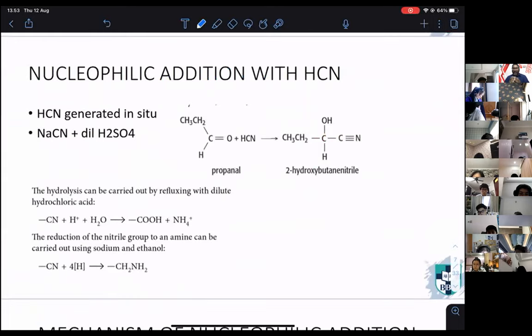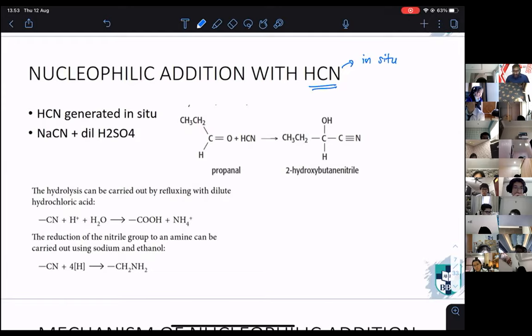Now, the actual reaction when it comes to aldehyde and ketone is when they are reacting with HCN, not KCN. KCN is used for the reaction of alcohol, with KCN under ethanolic condition, and then you heat them under reflux. That is different. But in aldehyde and ketone, under carbonyl compound, HCN is prepared in situ. What is in situ? In the same reaction vessel.